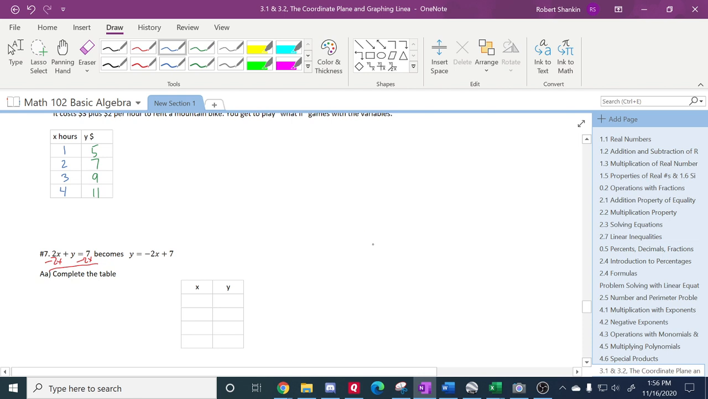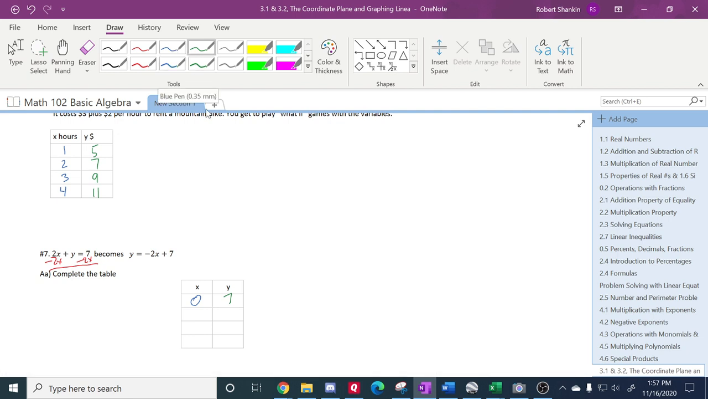What we're going to do is make up numbers. But where should we make up numbers? Should I make up a y value or should I make up an x value? Well, let me show you how easy it'll be if I make up an x value. I'll start by putting a 0 in for x. Plug in the 0. 0 times negative 2 is 0 plus 7, and it spits out a y of 7.